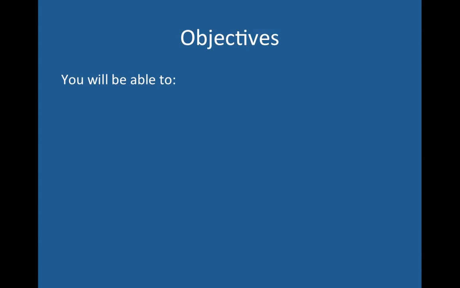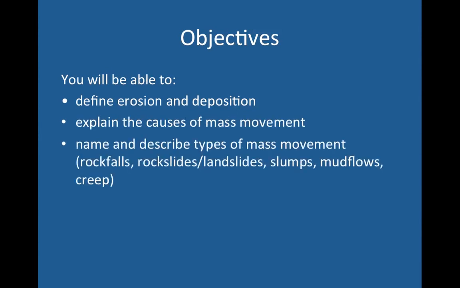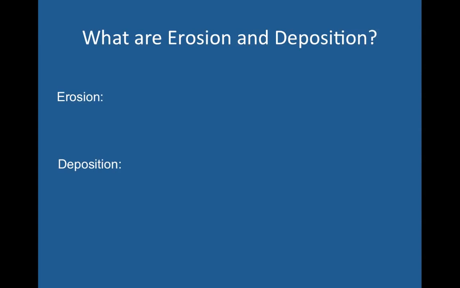First set of objectives is that you'll be able to define erosion and deposition, explain the causes of one type called mass movement, and also name and describe the types of mass movement: rock falls, rock slides and landslides, slumps, mud flows, and creep. So let's start with our definitions. What are erosion and deposition?